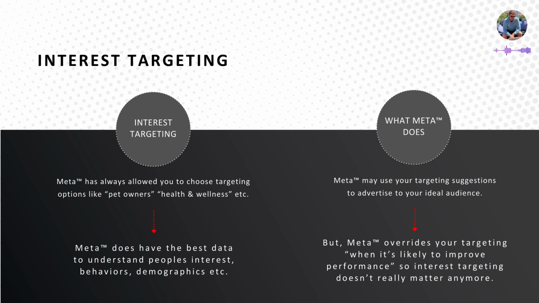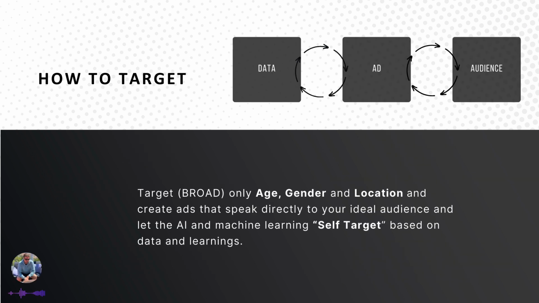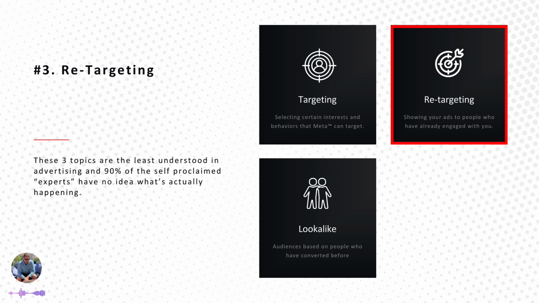So it doesn't really make sense to use interest targeting anymore. So here's how we need to think about targeting our ads. We target broad, or age, gender, and location only, and then we create ads that speak directly to our ideal audience and let the AI and machine learning sort of self-target based on the data and learnings that it's getting from your ad. And third, let's look at retargeting.